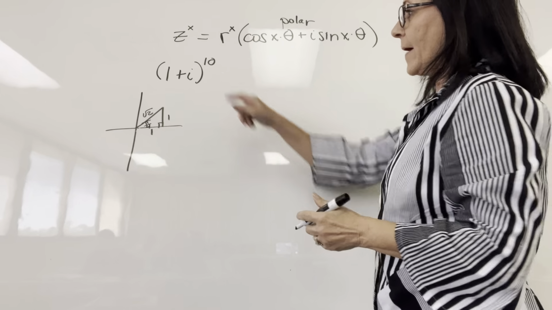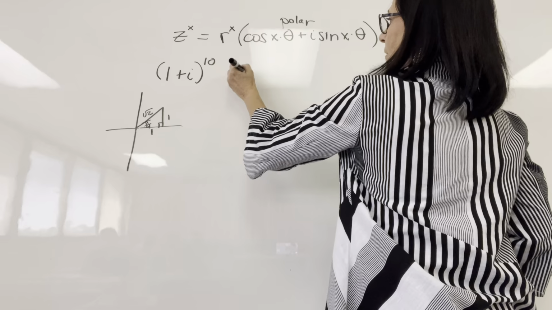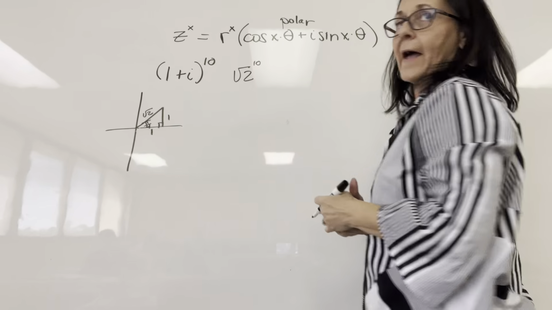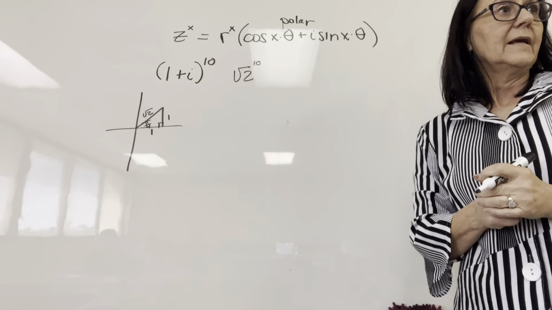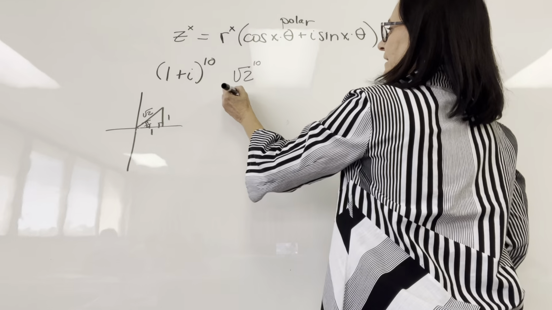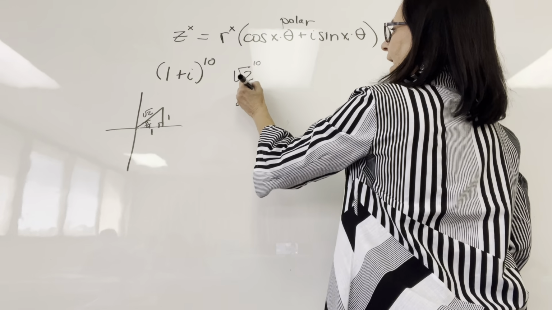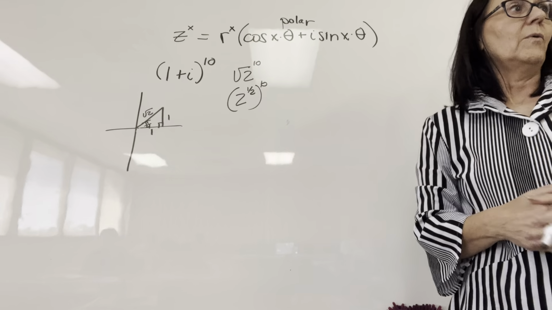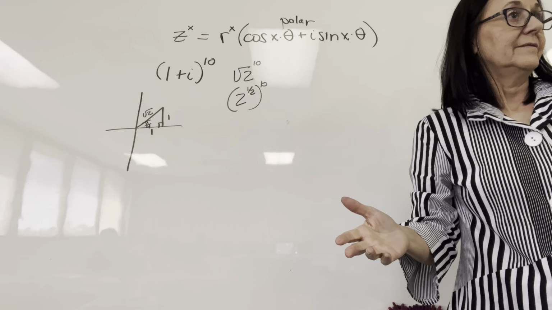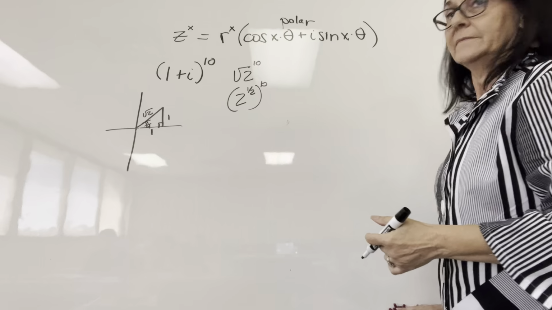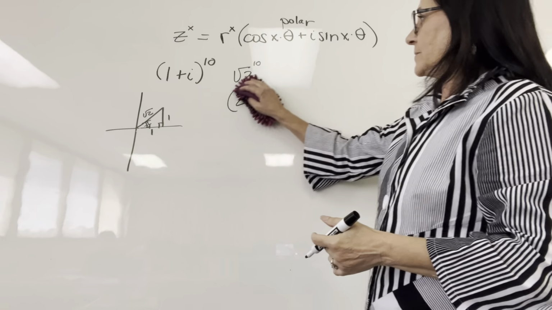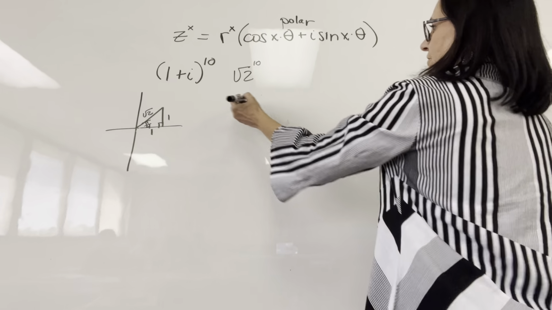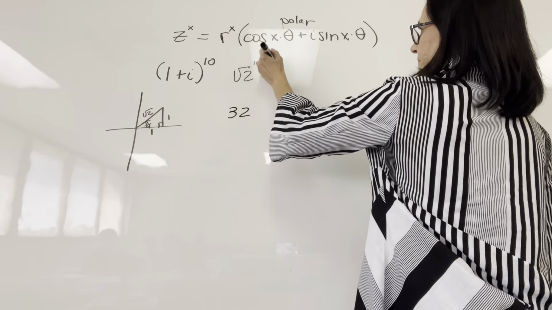All right, we're to the 10th power. So it's the square root of 2 raised to the 10th power. I could also write this as 2 to the 1/2, raised to the 10th, which is just 2 to the 5th. I'm going to erase this, but you can do that. So we're going to end up with 32 here.